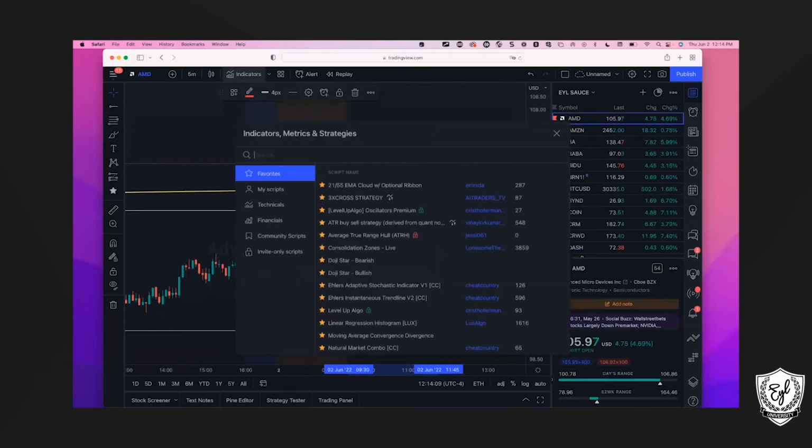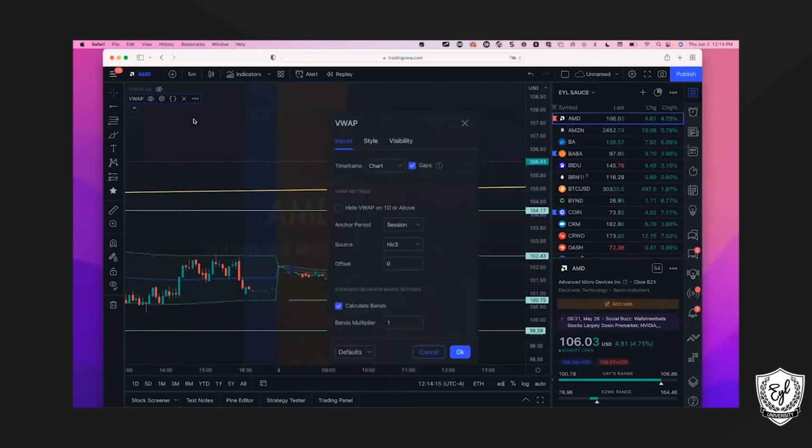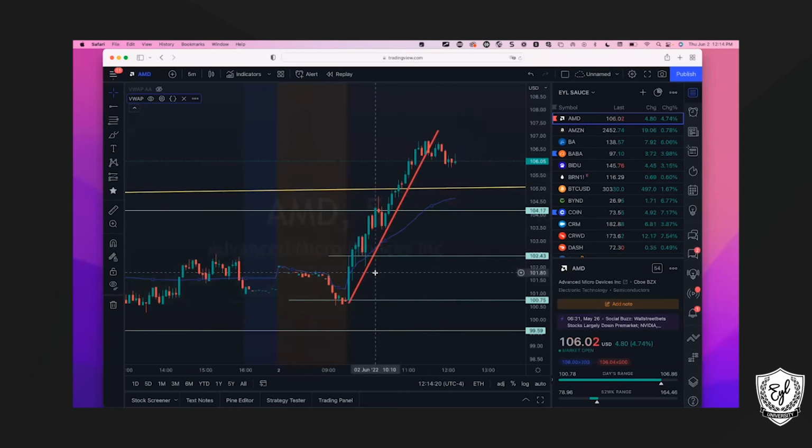And here's why. If we add the VWAP real quick, you will be able to see that we broke above the VWAP at this moment. And what did we talk about last time? It will always come back to the VWAP or the 9 EMA. It will always pull back. That pullback is your reentry.